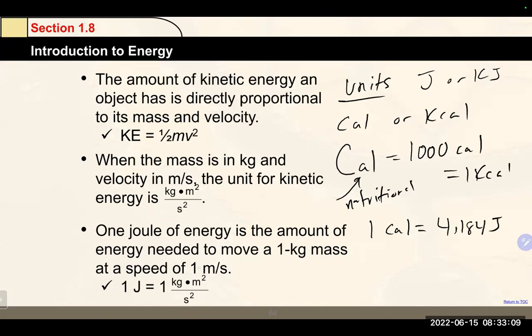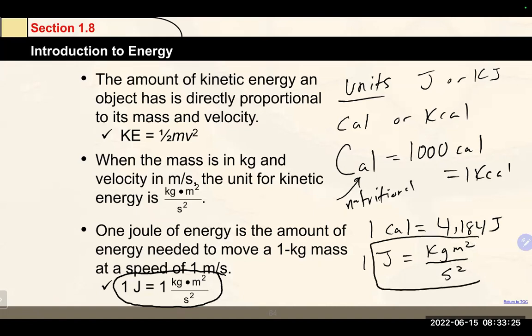But what we will see in the next chapter is this relationship: 1 joule is equal to a kilogram times meters squared divided by seconds squared. This relationship, these two being equal to each other, is one that we actually do see in some calculations in this class. So just keep that in mind. Any questions on that there?